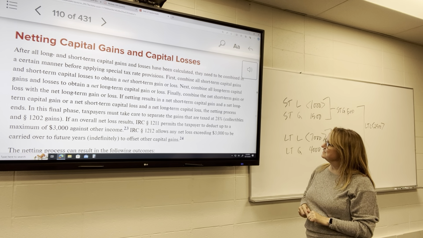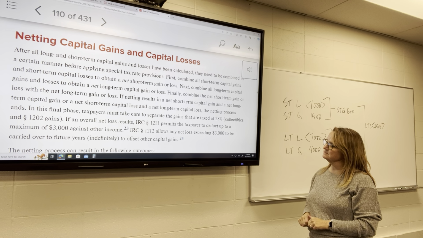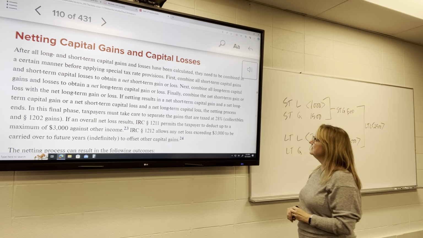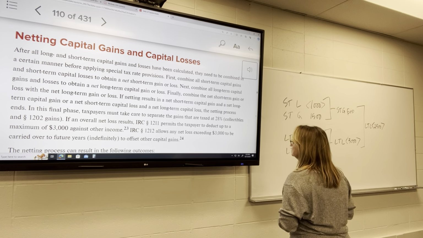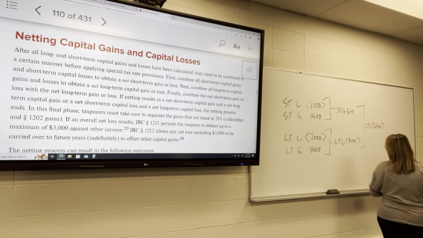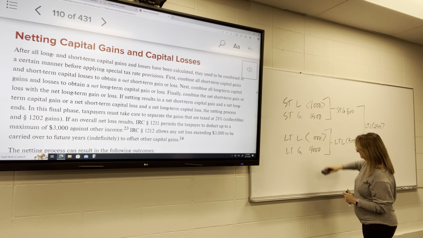You also have to separate gains that are taxed at 28%, collectibles, and Section 1202 gains. If an overall net loss results, you can deduct up to $3,000. So let me change this for a second. Let's say this is $10,000.